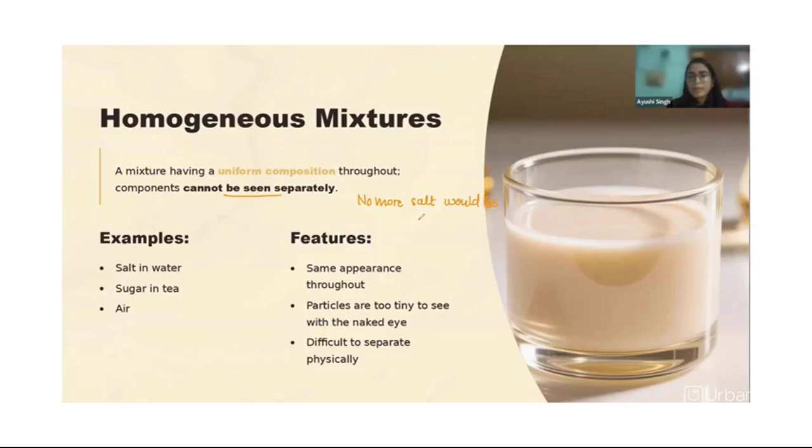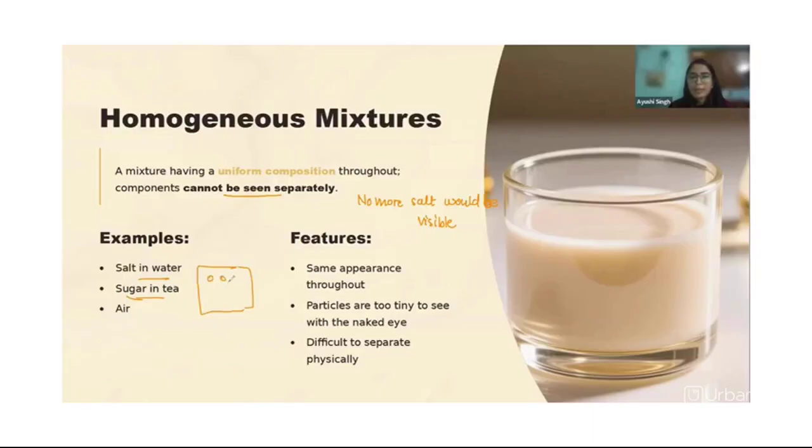No more salt would be visible, right? Now, the examples here could be salt and water. We have discussed this just now. Sugar and tea. Sugar and tea also, once it has been mixed thoroughly, completely, then you cannot see the sugar particles in tea. Because, again, you can remember the concept of solids and liquids.